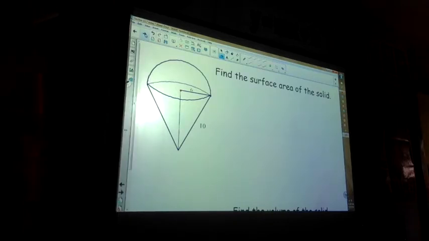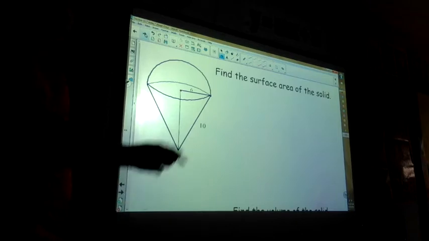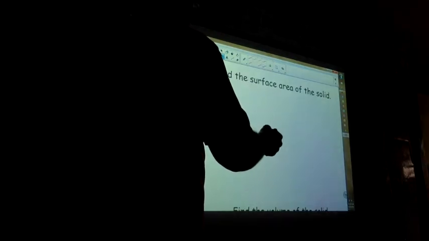Find the surface area of the solid. Okay, hey. What do I have on top of this cone? Half of a sphere and ice cream. Yes, I like that. All right. So find the surface area of the solid.